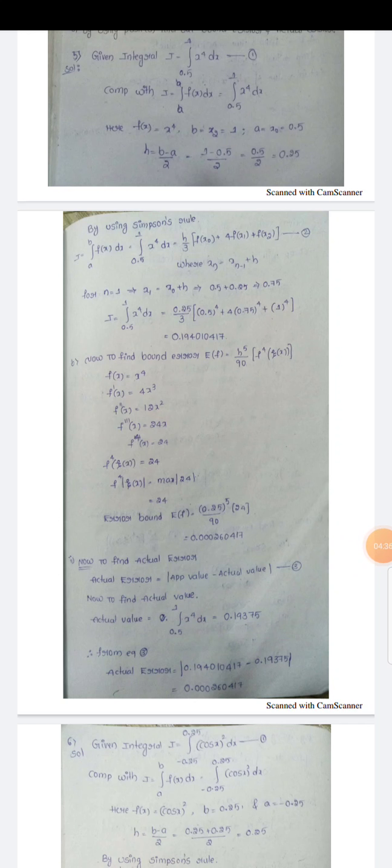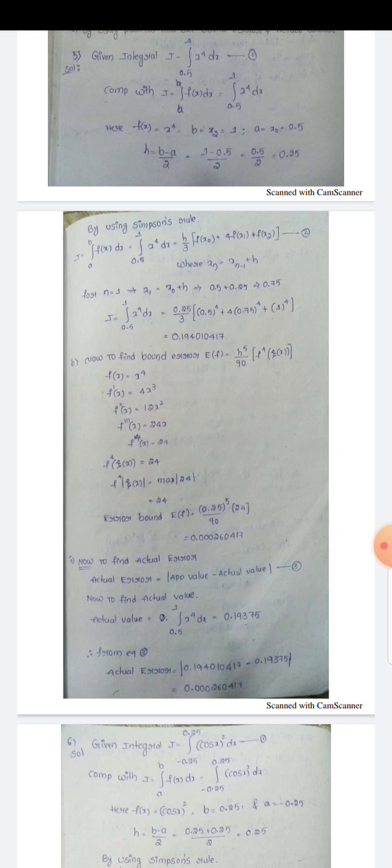Next, part B. Now to find the bound error, EF equals h power 5 by 90 into the fourth derivative at xi of x. f of x equals x power 4, f dash x equals 4x cube, f double dash x equals 12x square, third derivative f of x equals 24x, fourth derivative f of x equals 24. The maximum of the modulus of the fourth derivative is 24.